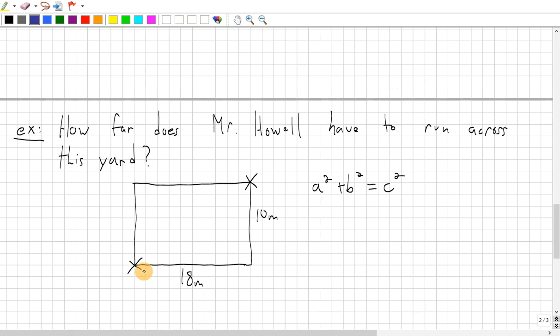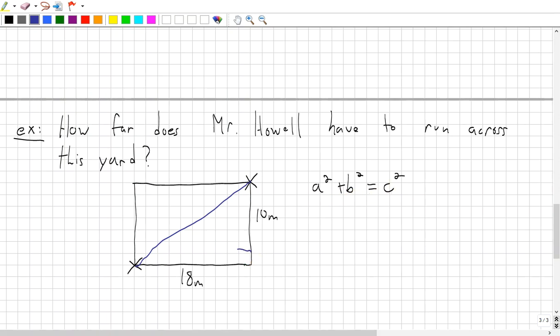It's not that far. But anyway, if you want to run across the yard, you're going to run straight from one side all the way to the other, okay? So we're not going to go around, we're going to go straight across, because the shortest distance between 2 points is a straight line. So you're not going to go 18 and then 10. We're actually going to see how much less distance it is. So we're going to use the Pythagorean theorem: A squared plus B squared equals C squared.